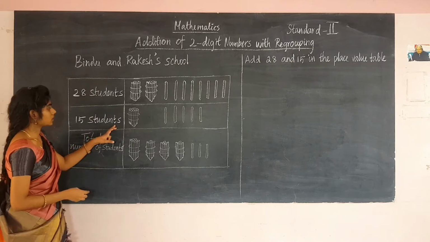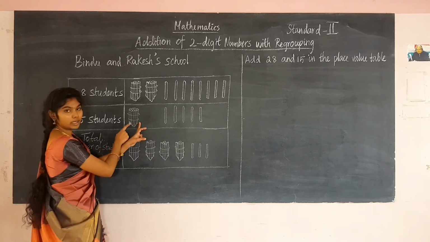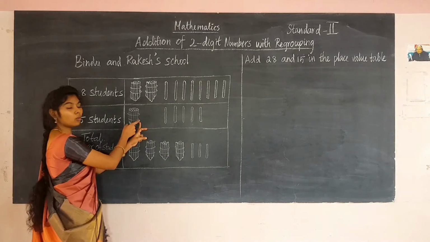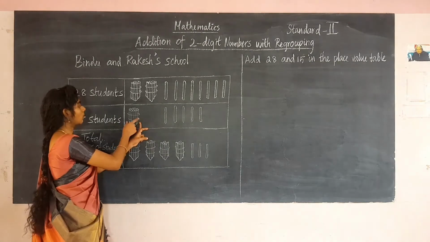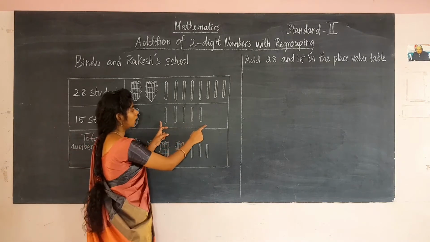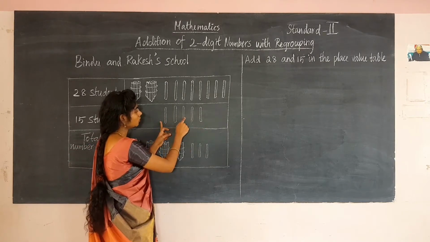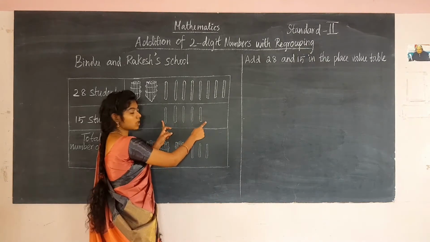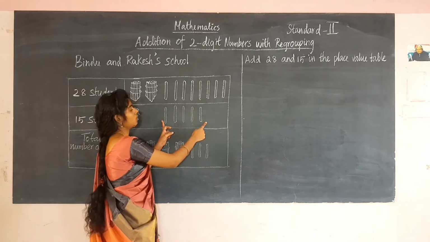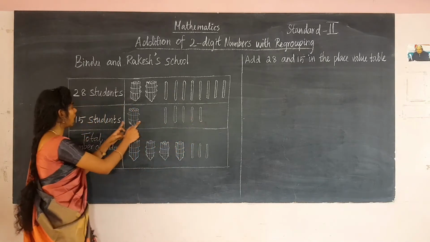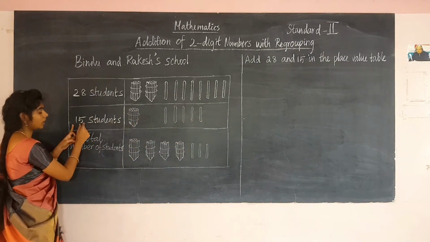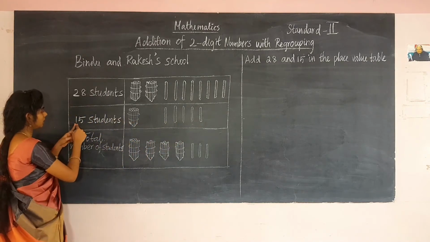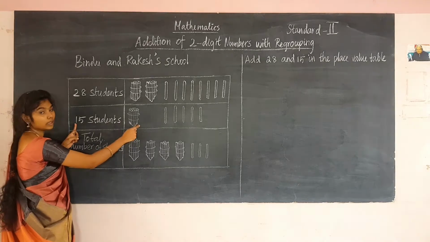And 15 students. See here only 1 bundle. So 1 bundle is represented as 10. We represent one bundle as 10. So 1 ten and here there are 5 sticks. 1, 2, 3, 4, 5. There are 5 loose sticks. So these 5 sticks are said to be in the ones place. So 5 ones and 1 ten are taken as 15 students. So 5 in the ones place and 1 in the tens place. So there is only 1 bundle stick.